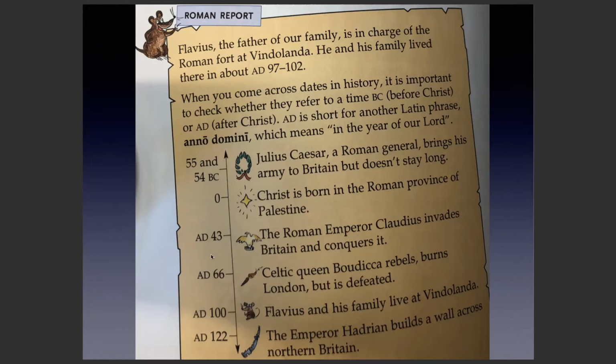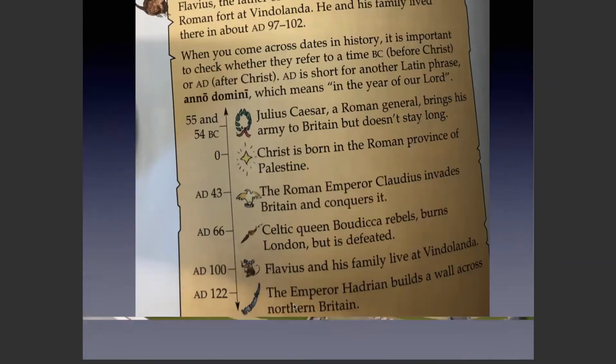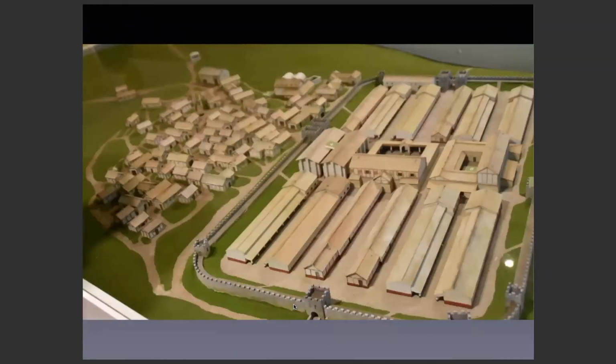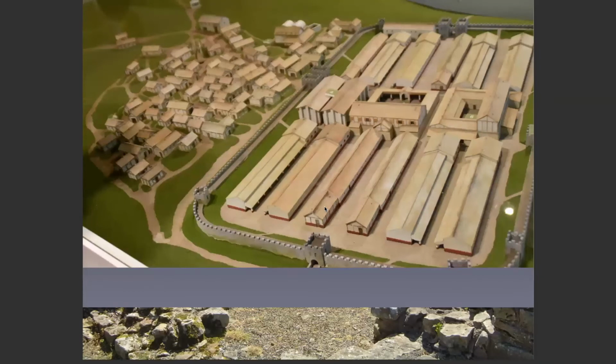And now we go up to where the family actually lives, which is 100 AD. Flavius and his family live at Willadanda. And then the wall is built a little bit afterwards, about 22 years later. What we're seeing right now is what Willadanda looked like as a model. This is a model at the Willadanda Museum that you can visit today. It is just a very small scale of it, but you can see that the buildings are very Roman looking. They're not like little huts. They're quite nice looking. And of course, this is what it looks like today when you visit.